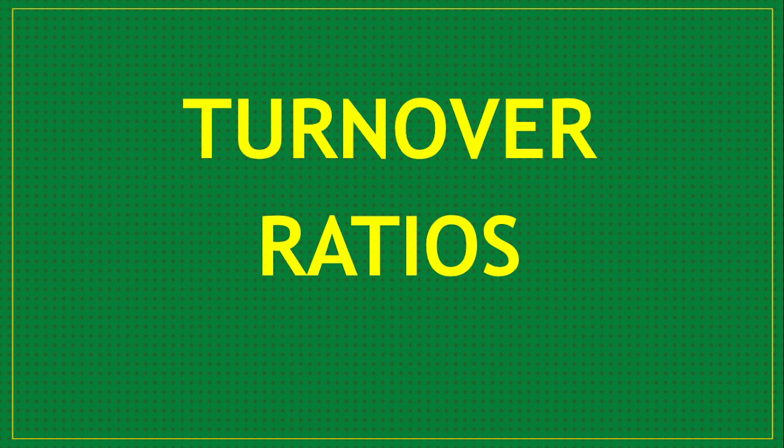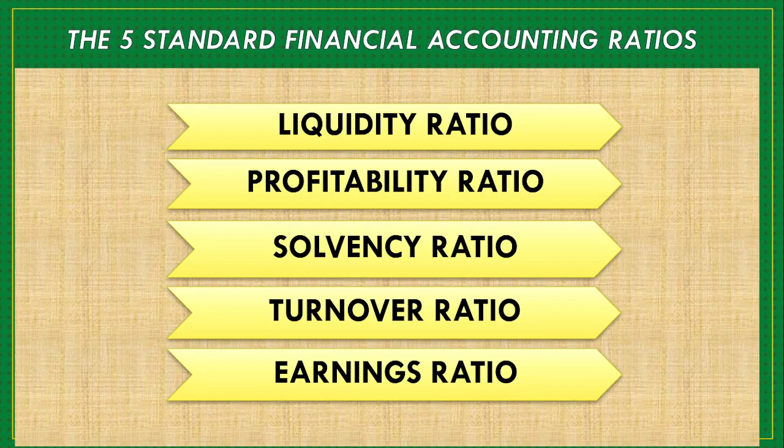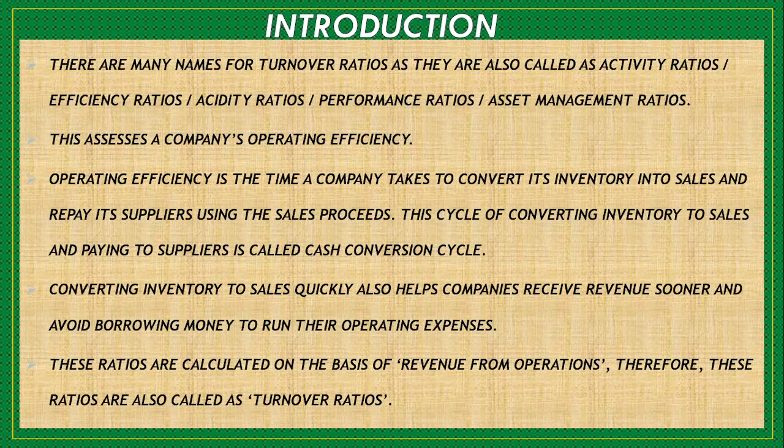Turnover ratios. The 5 standard financial accounting ratios: liquidity, profitability, solvency, turnover and earnings ratio. Introduction. There are many names for turnover ratios, as they are also called activity ratios or efficiency ratios or performance ratios or asset management ratios.